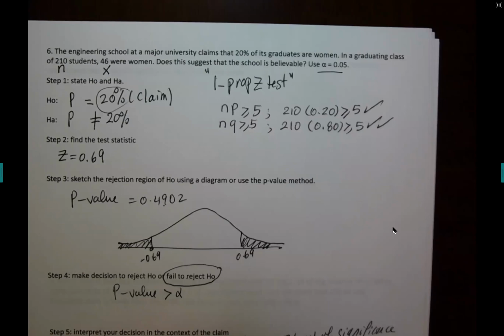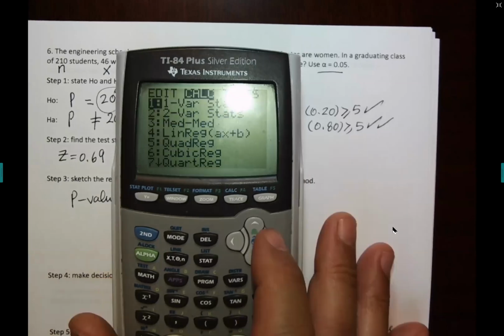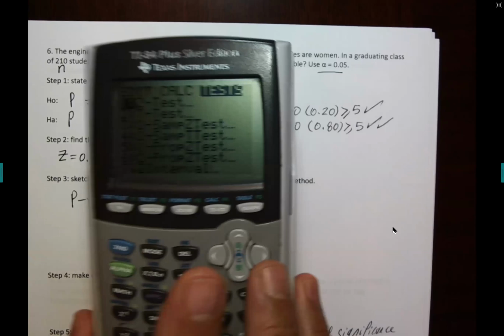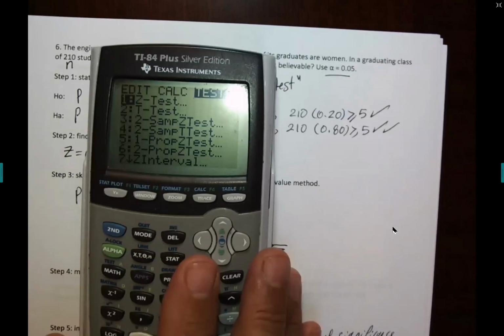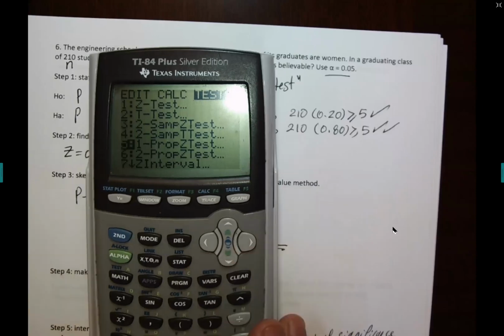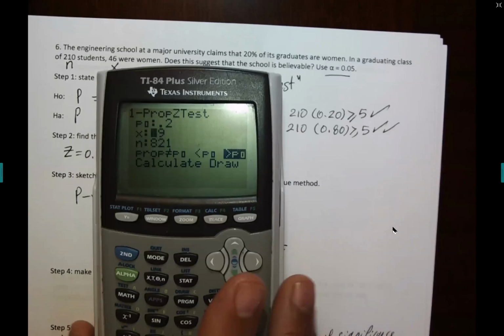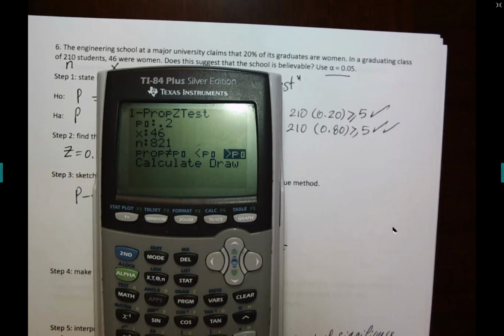Okay. How do you run this test? Let's go back. Stat. Proportion z-test. P is 0.20. That's the value in the null hypothesis. X, guys, is 46. N is 210. And not equal to, this is the alternative sign, and let's hit calculate.